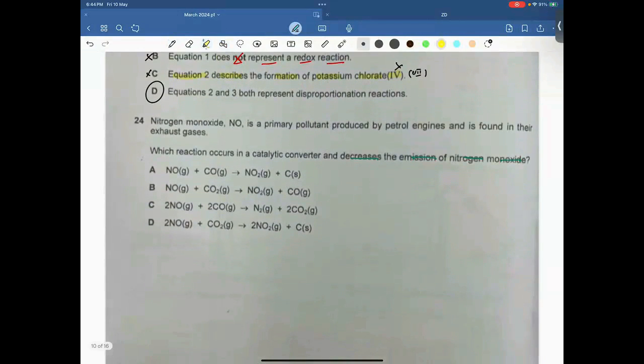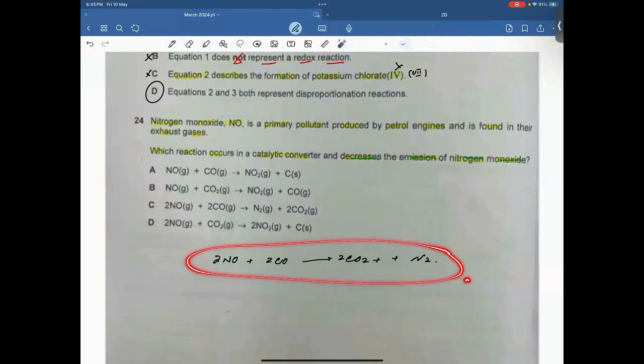Nitrogen monoxide is a primary pollutant produced by petrol engines and is found in car exhaust. Which reaction occurs in the catalytic converter and decreases the emission of nitrogen monoxide? We have discussed this equation in the class. I've told you that nitrogen monoxide reacts with carbon monoxide, converting into carbon dioxide and nitrogen gas. So let me check which equation shows this option.